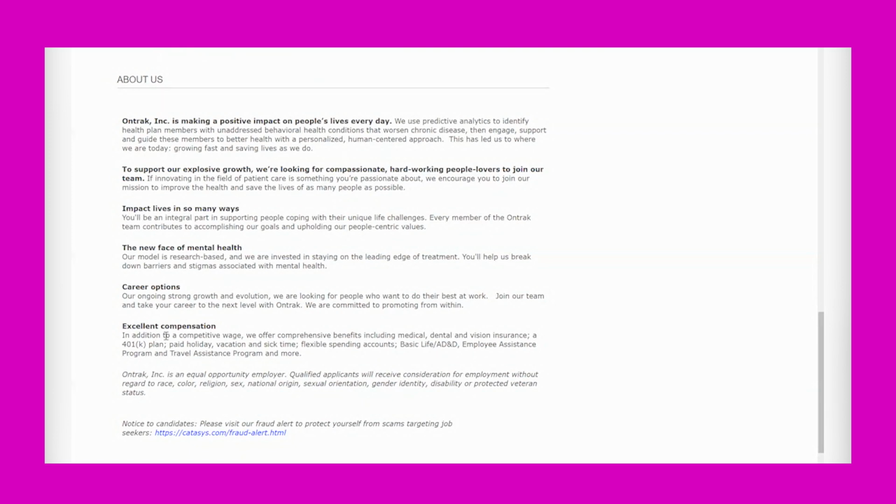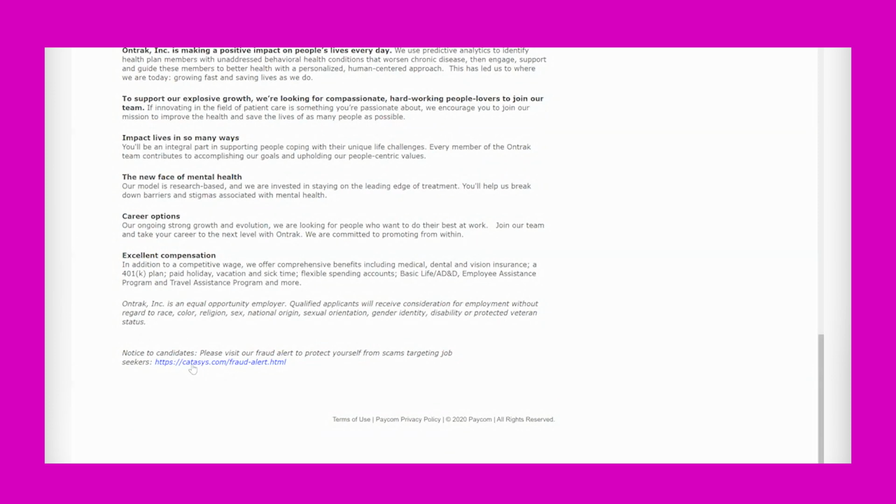Now, some of the benefits that are included, which I want to point out, it says, in addition to a competitive wage, we offer comprehensive benefits, including medical, dental, and vision insurance, a 401k plan, paid holiday, vacation, and sick time, flexible spending accounts, basic life and AD&D insurance, employee assistance program, and travel assistance program, and more. And they are an equal opportunity employer.